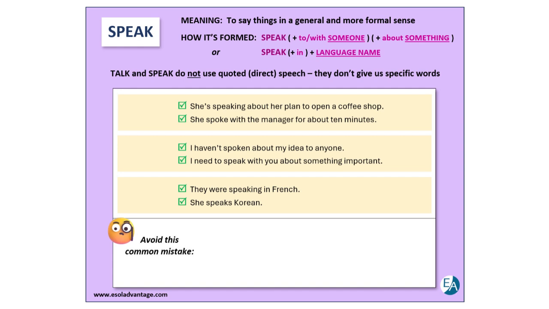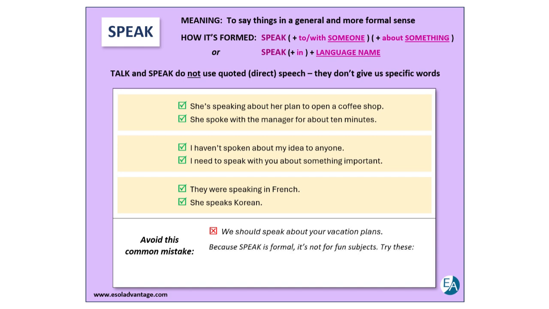When you're using speak, avoid this common mistake. We should speak about your vacation plans. While this sentence is good grammar, there's a problem here. Because speak is formal, it's not for fun subjects like vacation plans. Speak is for serious situations. So, if you have a fun topic, try these instead. Tell me more about your vacation plans. I'd like to hear about your vacation plans. Save speak for more formal situations. That's one of the big differences between speak and talk.